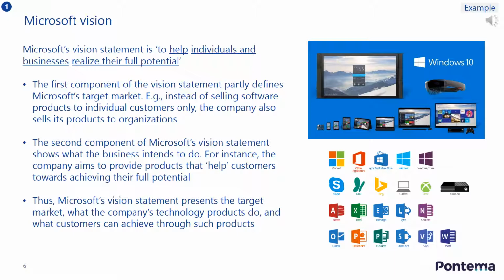At Microsoft, its vision is to help individuals and businesses realize their full potential. The first component of the statement partially defines Microsoft's target market in that the company sells to individuals and organizations. And the second component shows what the business intends to do, which is to provide products that help customers toward the achievement of their full potential. Thus, Microsoft's vision statement presents the target market, what the company's technology products do, and what customers can achieve through such products.